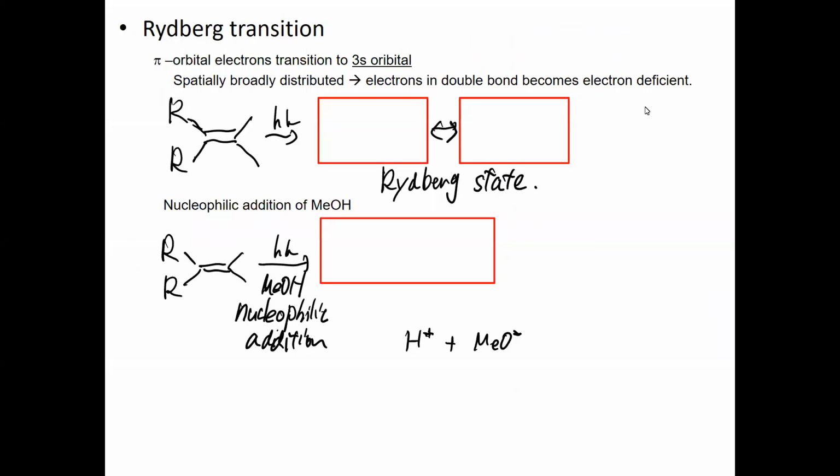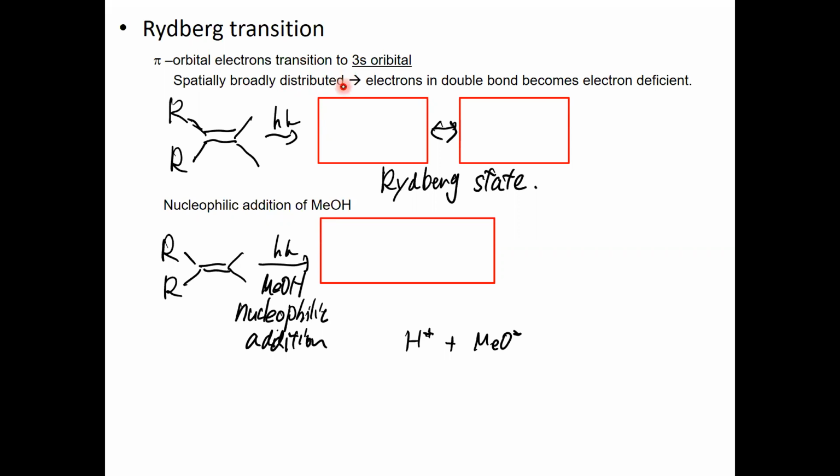As a next topic, we're going to study the Rydberg transition. This transition is from the pi orbital electron to the 3s orbital, for example, the 2p orbital to the 3s orbital. And as you see, as this number increases, the electron distribution becomes spatially large, right? So spatially broadly distributed electrons, right?